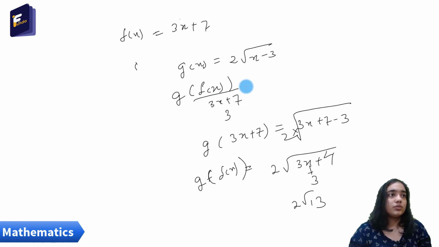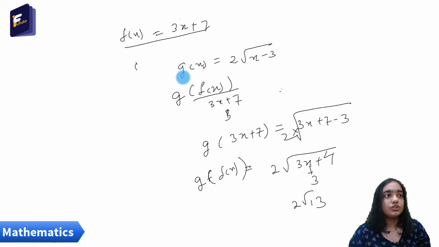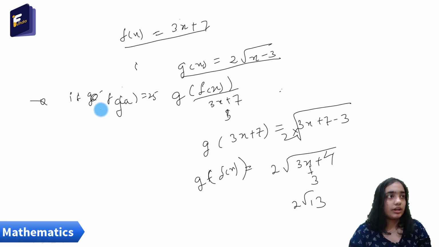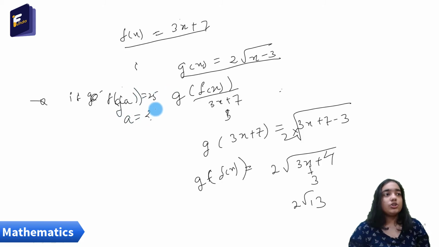So in this question only, this is f of x, this is g of x. The question is, if f of g of a equal to 25, then find a. Then a equals what? You may pause the video and think about the solution of this question.